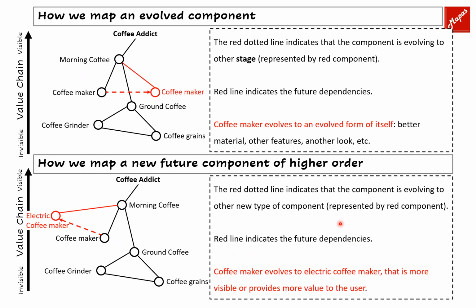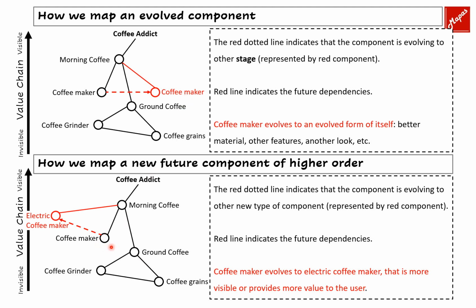How do we map an evolved component? We can have two options, this one or this one. In the first one, we have decided that the coffee maker is going to evolve to a future coffee maker that is going to be more evolved in terms of its own stage. It could be that it has a better material, a cheaper material, and other features, that it's provided in a different way, and so on.